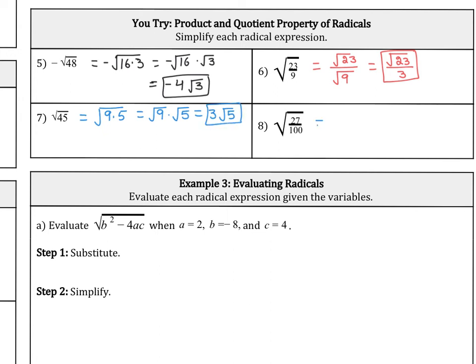For number 8, you're going to separate the dividend and divisor. For the bottom number you have 10, because square root of 100 is 10. On top you have square root of 9 times square root of 3. So that's going to be 3 square root 3 divided by 10.